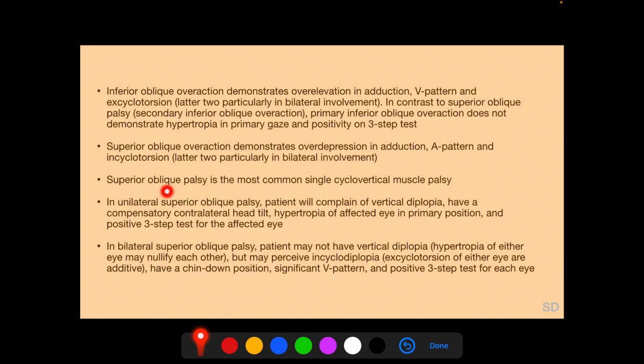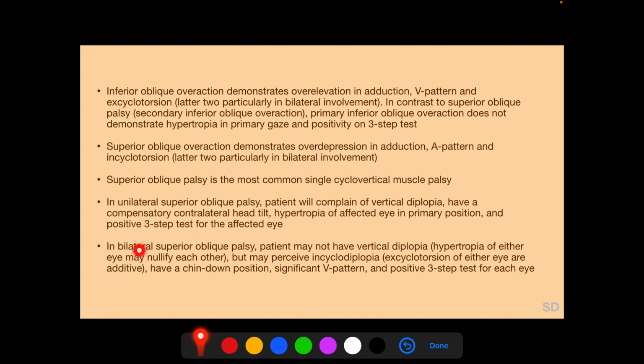Superior oblique palsy is the most common single cyclovertical muscle palsy because it is the only cyclovertical muscle to be exclusively supplied by a cranial nerve, the fourth cranial nerve. In unilateral superior oblique palsy, the patient will complain of vertical diplopia, have a compensatory contralateral head tilt, hypertropia of the affected eye in primary position, and a positive three-step test for the affected eye.